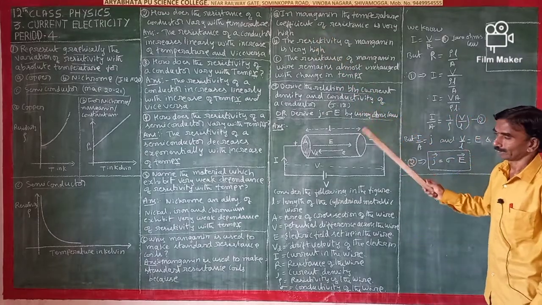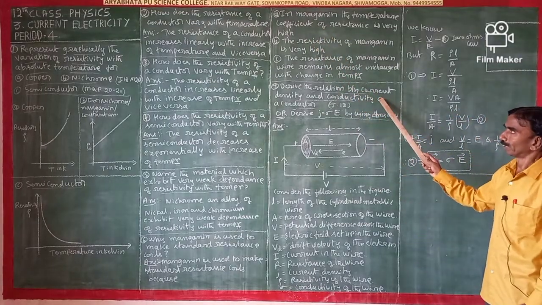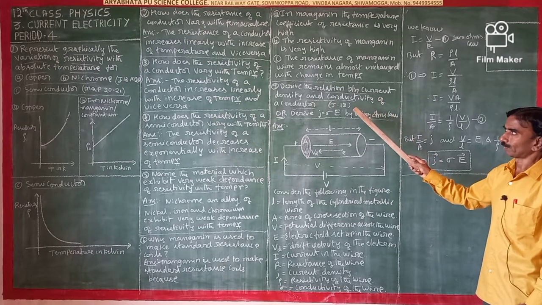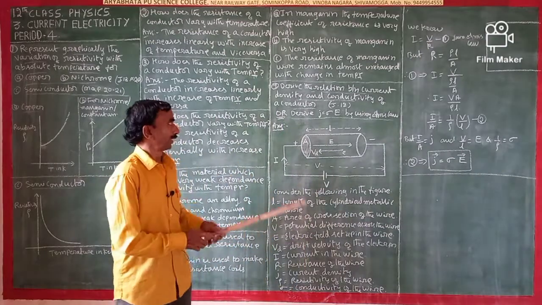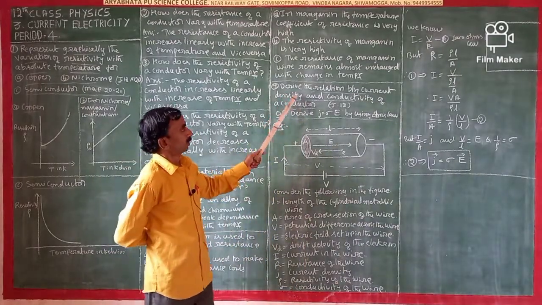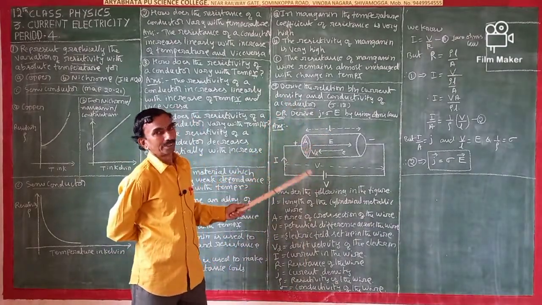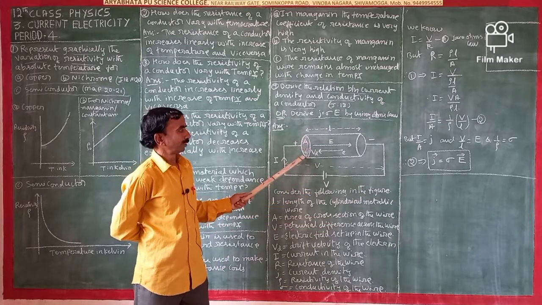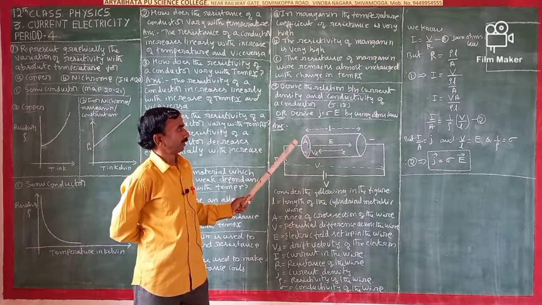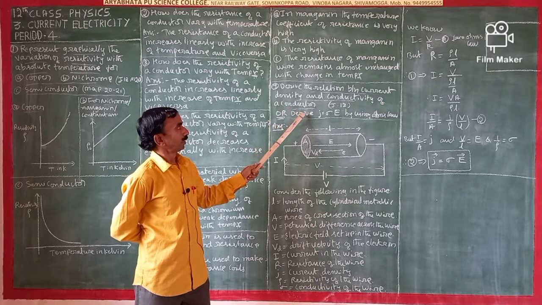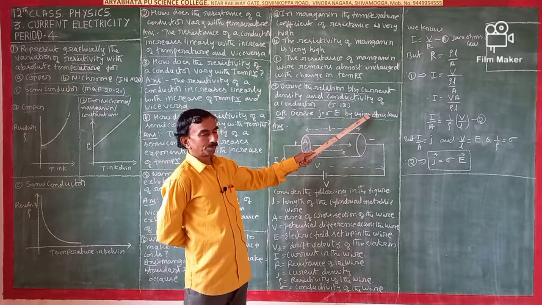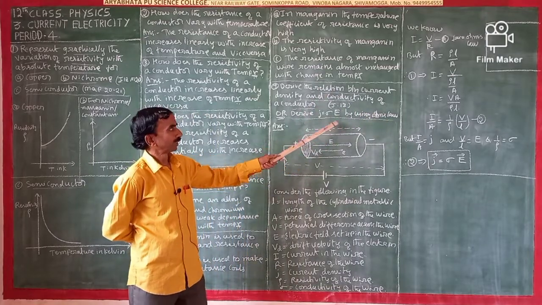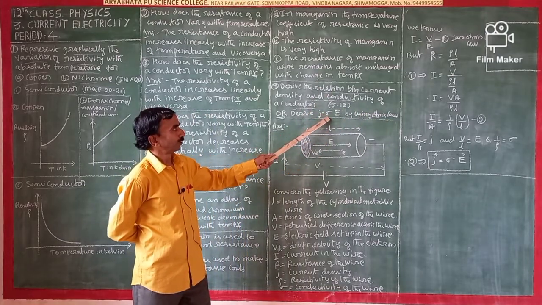Next one: derive a relation between current density and conductivity of a conductor. You have to derive the relation. It is a very simple derivation. Derive J equals sigma E by using Ohm's law. By using Ohm's law, we have to derive J equals sigma E.